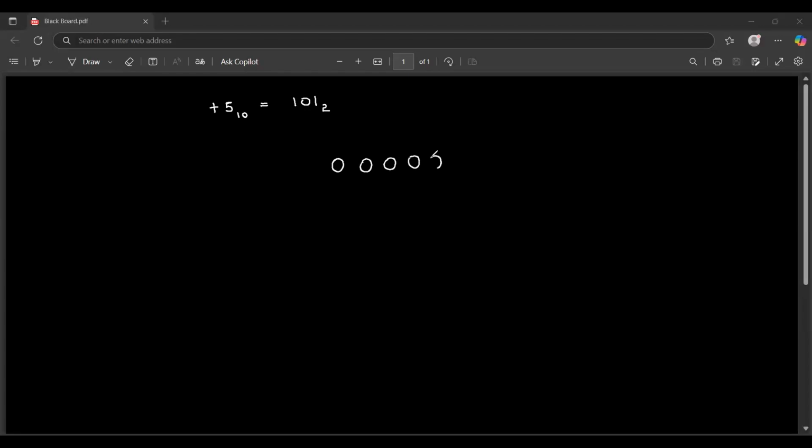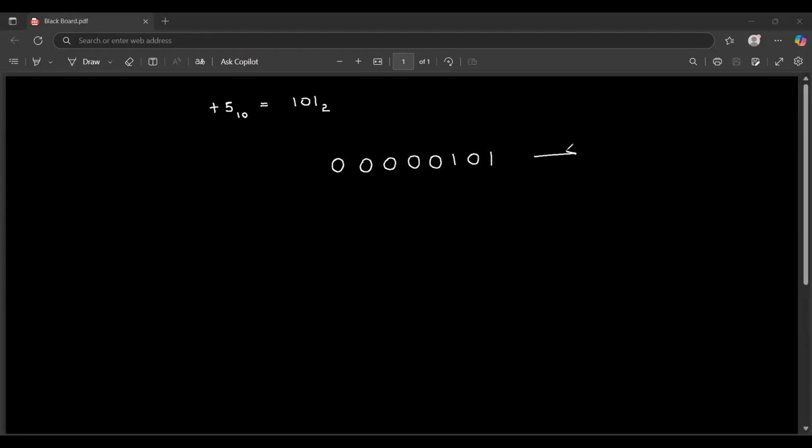Okay, so what's the two's complement form of positive 5 to the base 10? Well, the first digit is 0. Why? This is a positive number. And we need 7 more bits, but we only have 3 bits to represent. So we will just fill up the other 4 bits with 0. Then we'll write down 1, 0, 1.